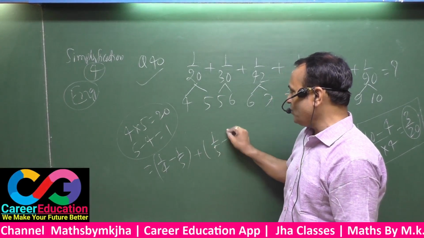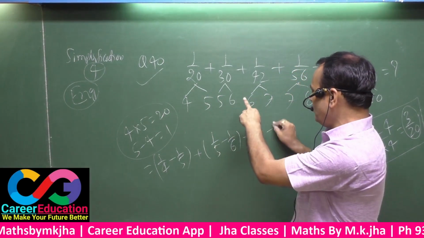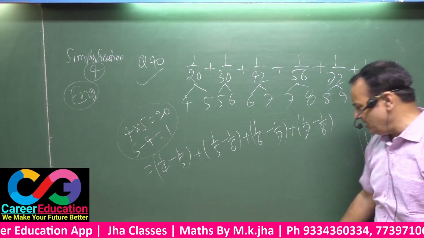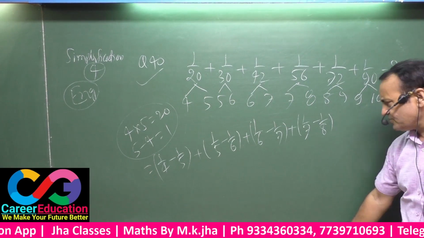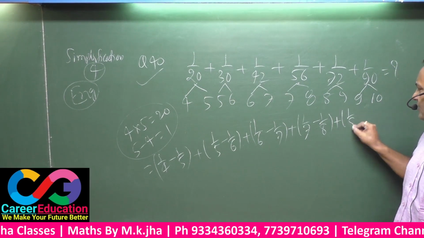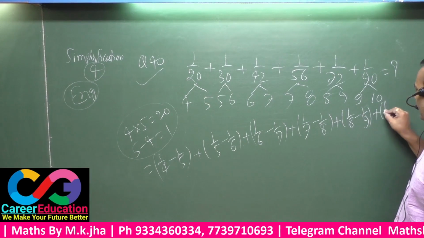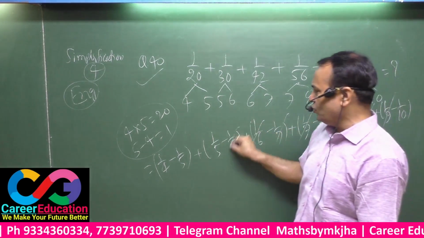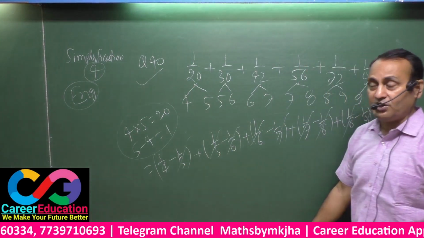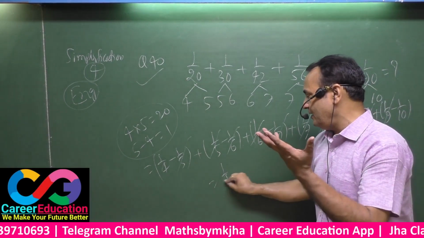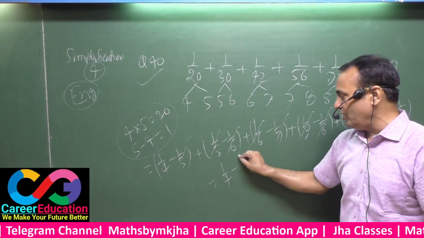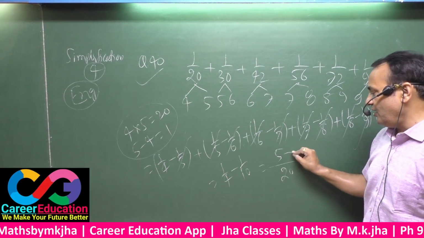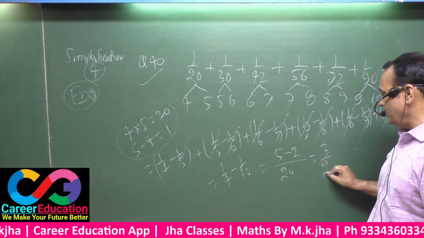Similarly, 1 by 20 can be written like this. Then 1 by 5 minus 1 by 6, 1 by 6 minus 1 by 7, 1 by 7 minus 1 by 8, and I am writing all the terms similarly: 1 by 8 minus 1 by 9, 1 by 9 minus 1 by 10. Now see, all the middle terms will be cancelled because of the same amount with positive and negative signs. You are left with only 1 by 4 minus 1 by 10, then the LCM will be 20. 5 minus 2 is 3, and you get the answer 3 by 20.